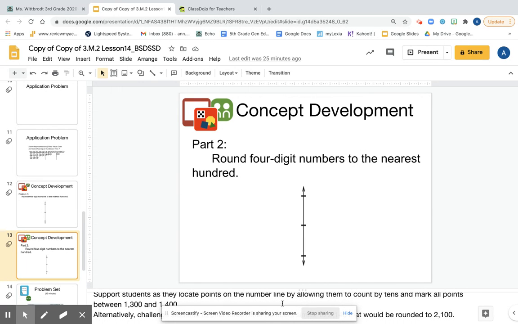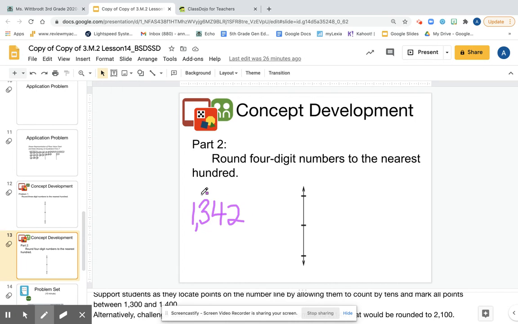So a 4-digit number, let's just say I have the number 1,342. So I can read this 4-digit number as 1,342. When I'm rounding this to the nearest 100, I'm not saying what 2,000s is it in between. I'm saying what 200s is it in between. So really, this 1,000, this 4th digit right here, we're kind of ignoring that.